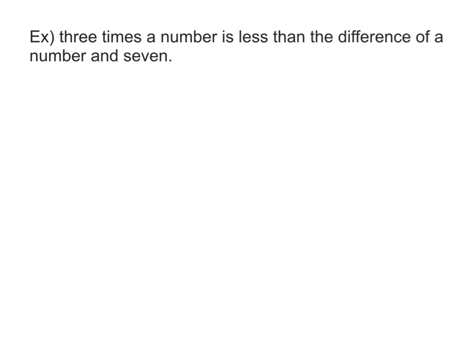Okay, this one's just going to be write and solve a one variable inequality given the written sentence. So this one says 3 times a number is less than the difference of a number and 7. So first of all, we have a number, so we can define a variable. We'll just call it x. So 3 times a number, so 3x.